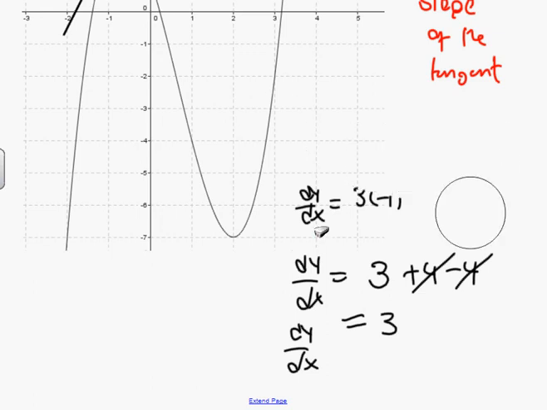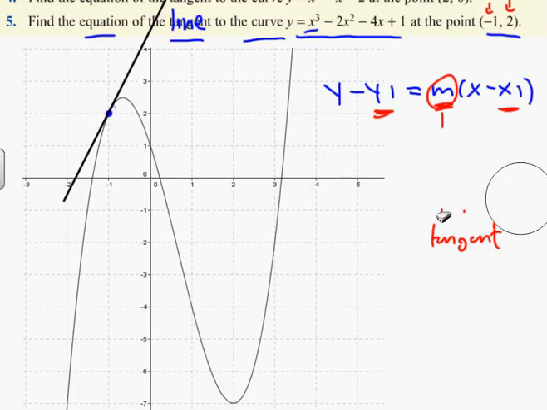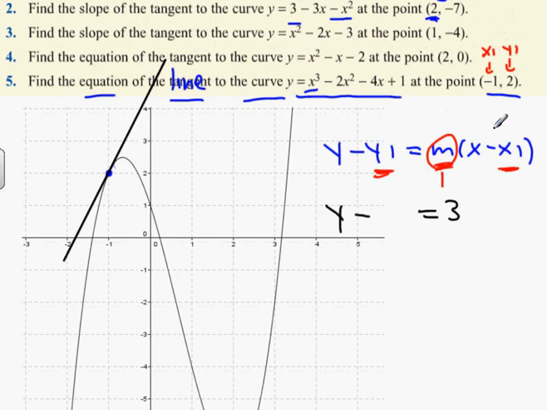You go back up to the top. Okay, back up to the top. And what you do is this. y minus, what's y1? y1 is 2, equals 3 multiplied by x, and what's x1? Minus 1. Minus minus 1, anybody? Plus 1. And then you're going to multiply it out. You're going to get y minus 2 equals 3.